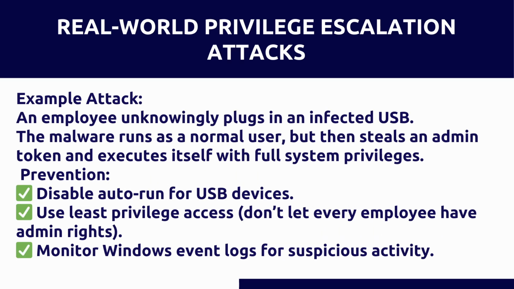Example attack: an employee unknowingly plugs in an infected USB. The malware runs as a normal user but then steals an admin token and executes itself with full system privilege. Prevention: disable autorun for USB devices. Use the principle of least privilege, which is don't let every employee have admin rights. Then monitor the Windows event log for suspicious activity.